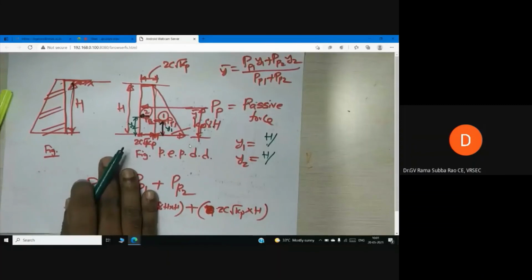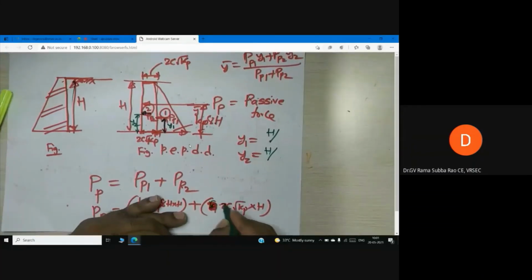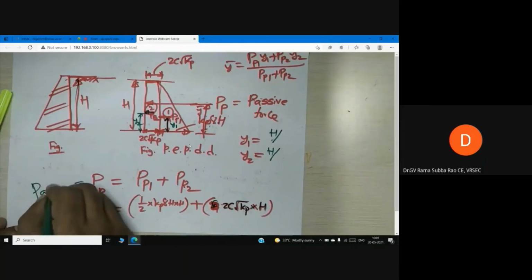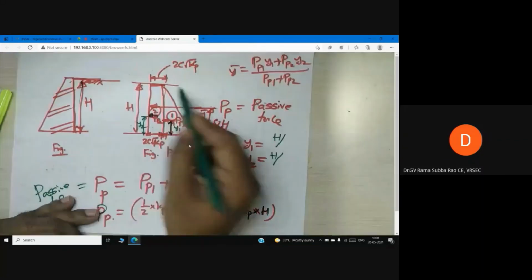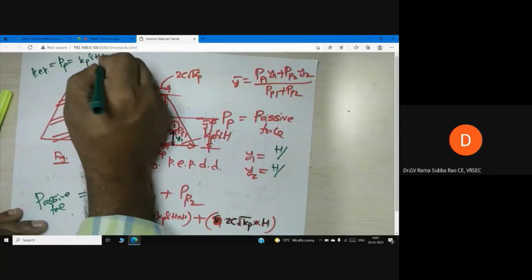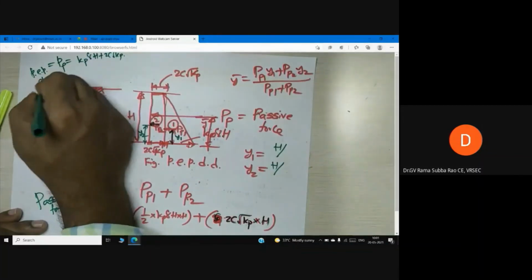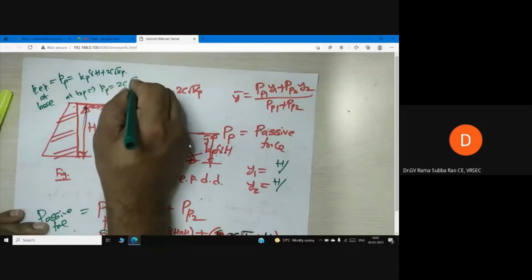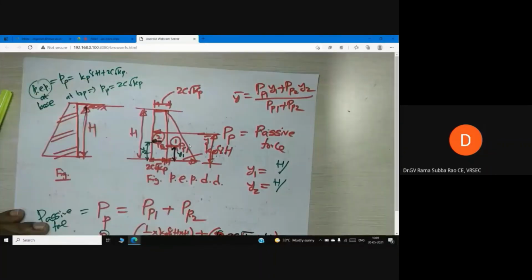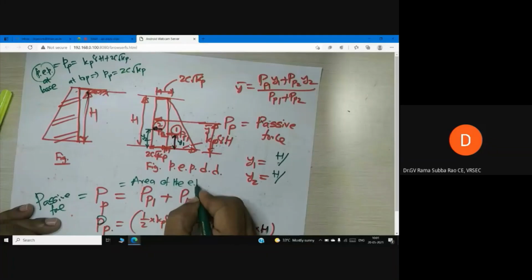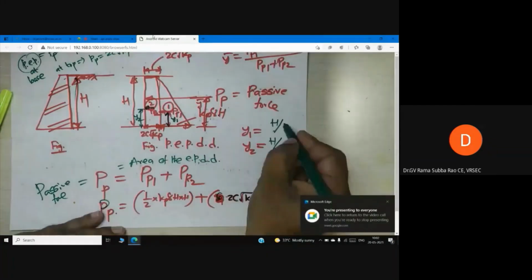So I think it is visible to you: 2c root Kp into H. This is the passive force. Just now we told you pressure. Passive pressure means Kp gamma H plus 2c root Kp at the base. At the top, PP is equal to 2c root Kp. This is pressure, but I want force. If you want force, you need to calculate the area of the earth pressure distribution diagram. H by 3 for the triangle, H by 2 for the rectangle.